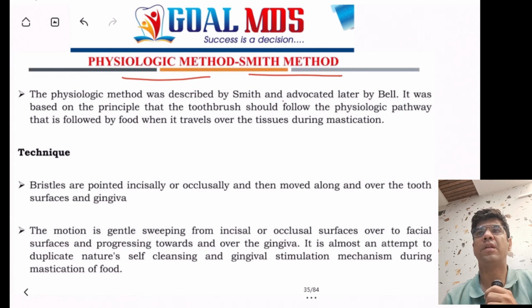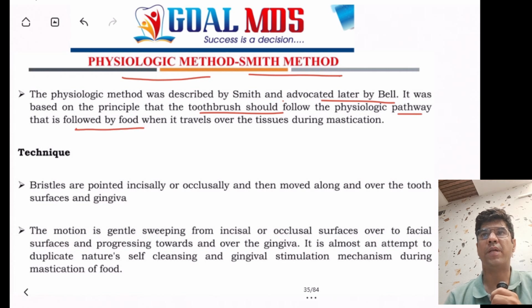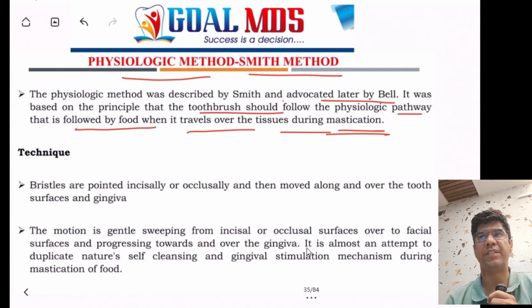The other is the physiological method or Smith method. This method was given by Smith and advocated later by Bell. It is based upon the principle that the toothbrush should follow the physiological pathway that is followed by food when it travels over the tissues during mastication.